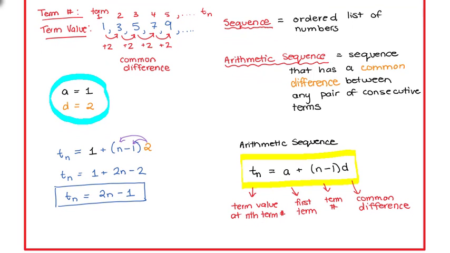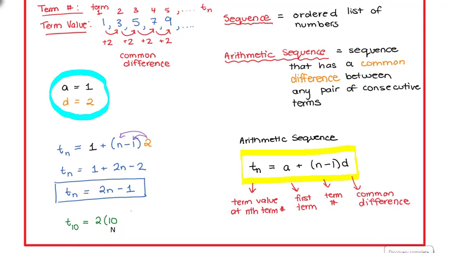Let's try one out. If I wanted to find out what is the term value for the 10th term in this sequence, I would write T at 10 is equal to 2 times 10, because that's the term number I'm looking for, minus 1. So I would get 20 minus 1. So my T at 10 is equal to 19.